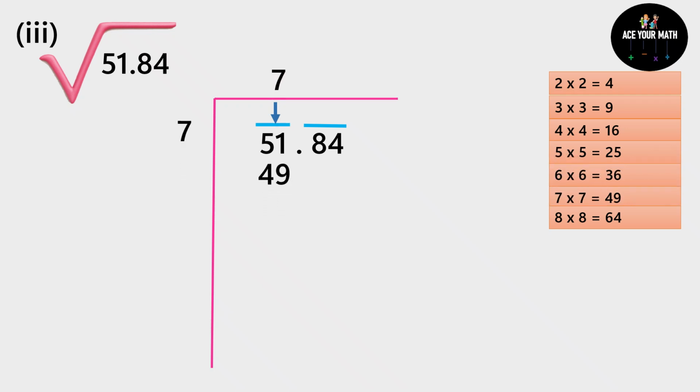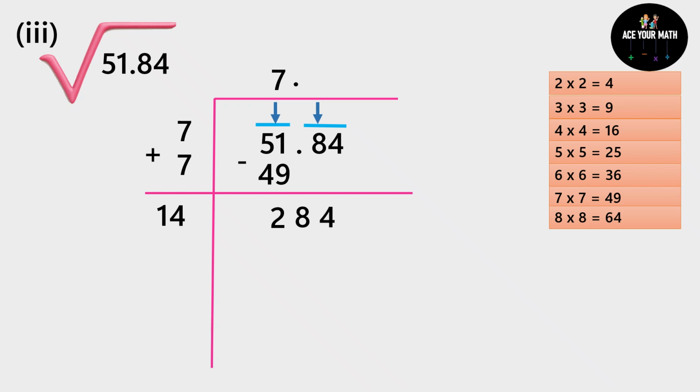So again you will write 7, 7s are 49, 7 at the top, 7 at the side. Okay, now the same 7 you will add on the left hand side. On the right hand side, do the subtraction. That will give you 2. And complete your addition on the left hand side. That will give you 14. Now you will put a decimal in your answer. Now consider the second group, which is 84. Bring down 84.